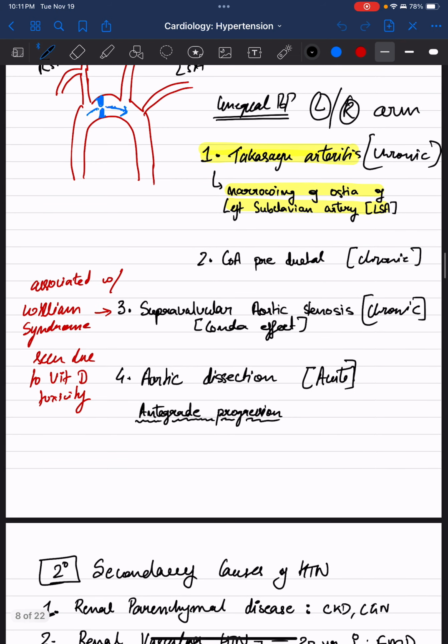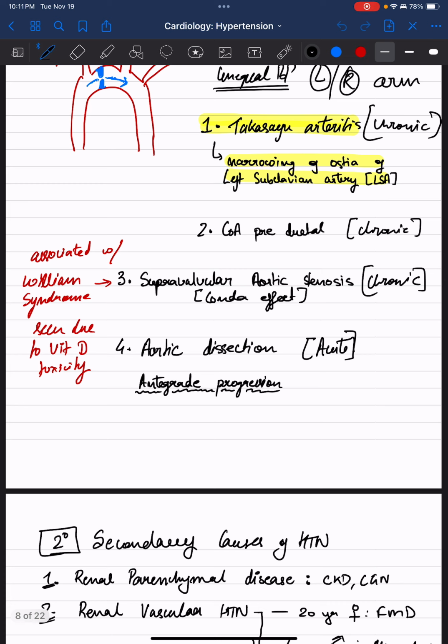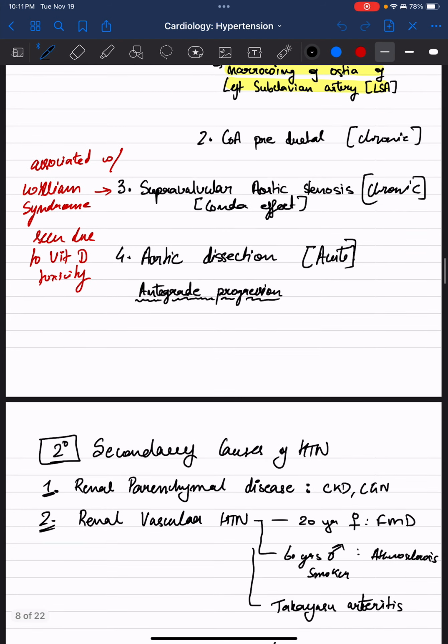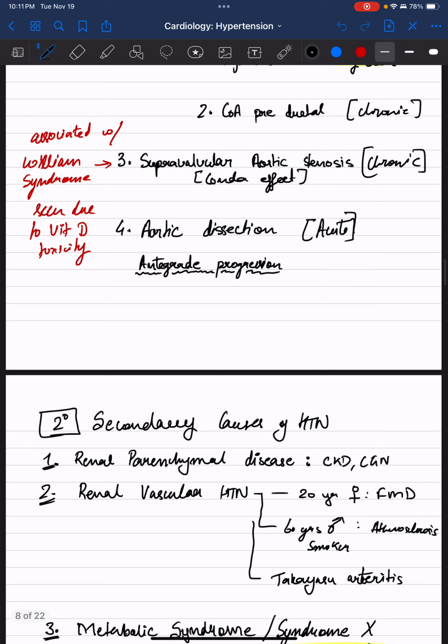What are the causes for unequal blood pressure in the left and the right arm? The first cause we'll study is Takayasu arteritis, which is a chronic disease, and there's a narrowing of the ostium of the left subclavian artery. And then there is the preductal variety of coarctation of aorta, which is also a chronic disease. Then there's supravalvular aortic stenosis, which is also a chronic disease. And there's a Coanda effect.